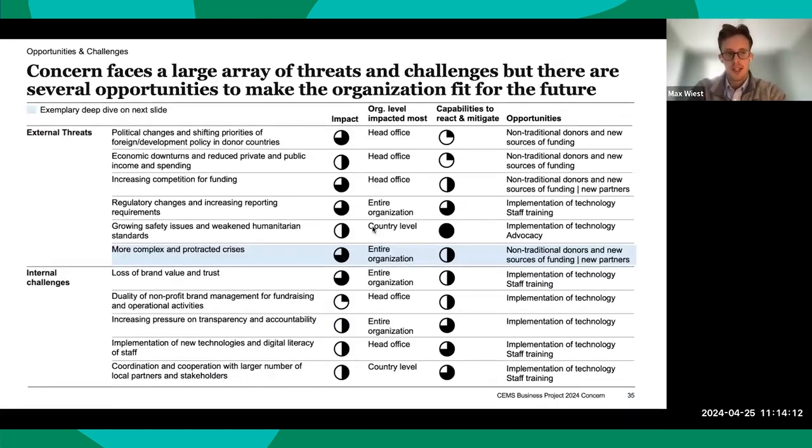Yes. So we have looked at the strengths and weaknesses of the organization, and now we want to look at the threats and challenges that the organization faces. And we have mapped it against some opportunities that we have identified, which Concern could discuss and develop in the future. So split into two parts here, external threats and internal challenges. We have a large list identified, for example, political challenges and shifting priorities. You have increased competition for funding, or also regulatory challenges and growing safety issues in some of the regions. One thing to point out here, for example, is the global funding levels and even more complex and protracted crises.